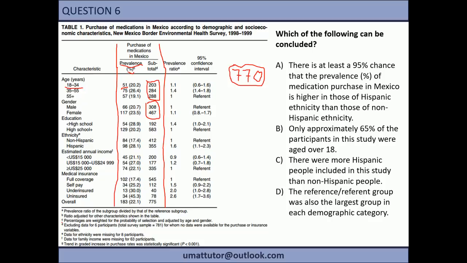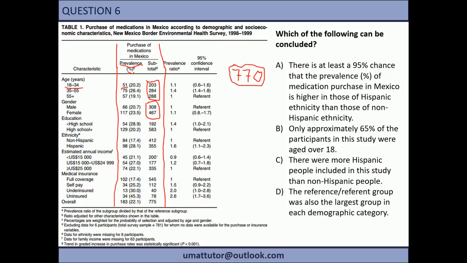So it's just a technical point there as to why the numbers don't quite fit, but basically it's referring to the prevalence of purchasing medications in that subgroup out of the subtotal. Likewise, if you go to a different category, let's go to gender. So out of the 770 people in the study in total, there were 308 men, and of those, 66 purchased medications, which equates to about 20.7%. That's the way to interpret the numbers here in this second column, or in this second category, I'll say.